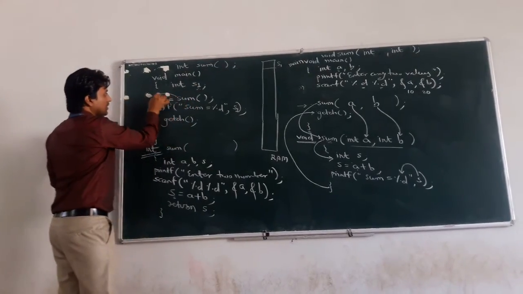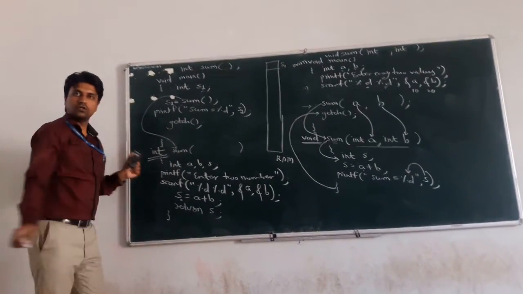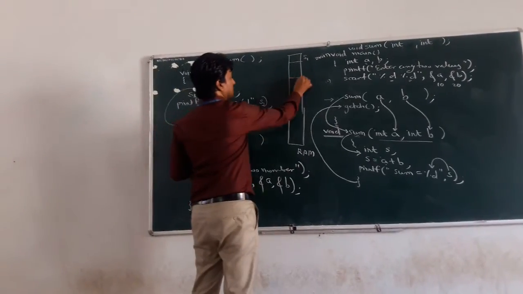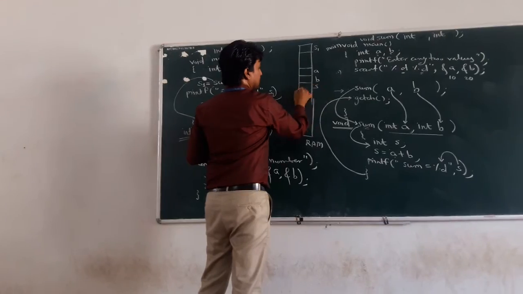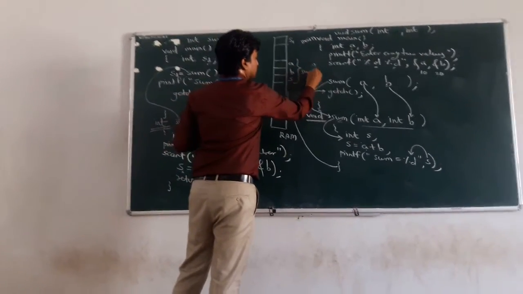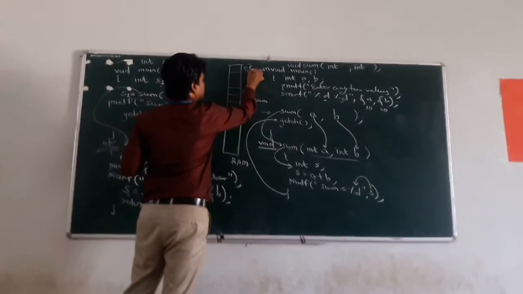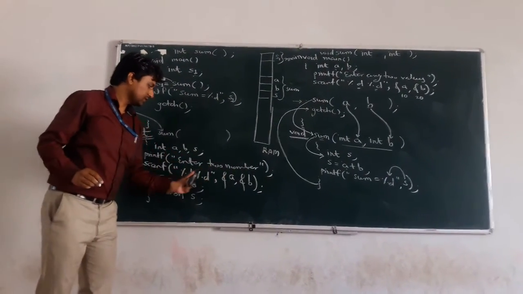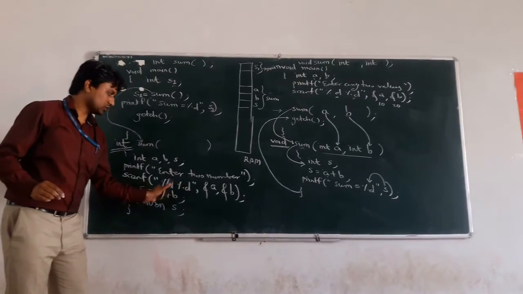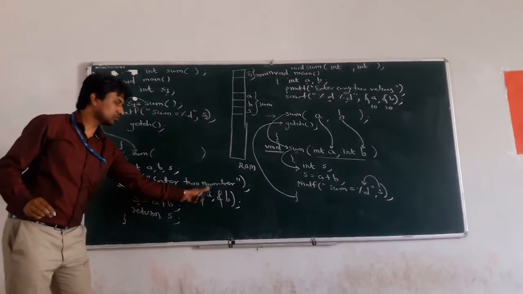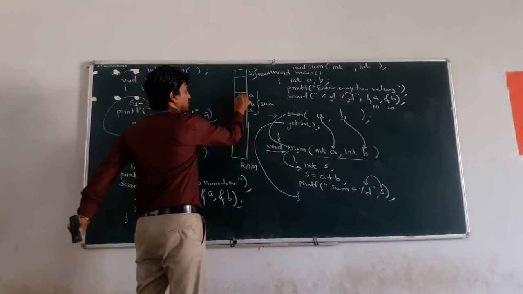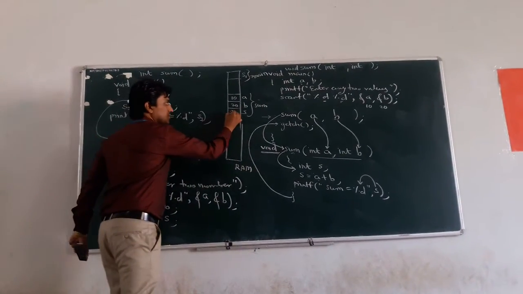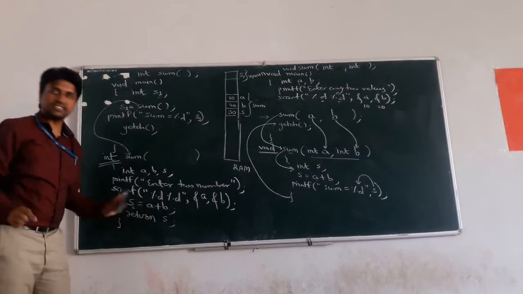Then the function call goes to the function definition. Then a, b, s are three variables within the scope of the sum function. This s1 is within the scope of the main function. Next, enter two numbers. The user enters 10, 20. Suppose these values go to particular address locations, A and B. Then s is equal to a plus b. It becomes 30. Now return s.